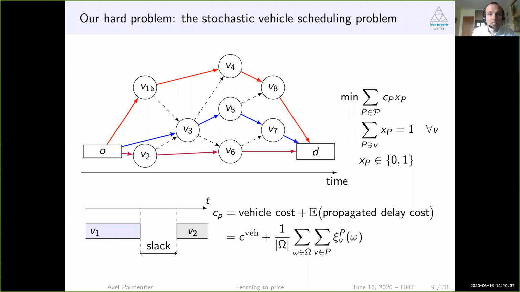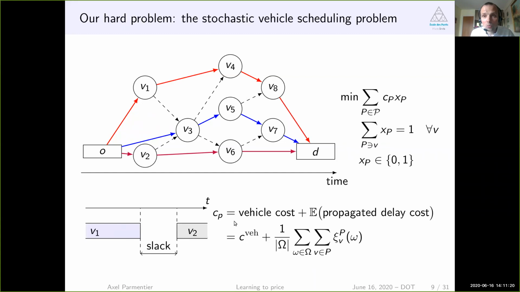Here the tasks are flights, and what you build are the sequences of flights that are operated by an airplane. And what typically happens with this kind of problem is that if the flight V1 is delayed, then the red plane will arrive late at the beginning of flight V4, and the delay of V1 will propagate to V4. Practically, we have some slack between the two flights, and if the delay of V1 is bigger than the slack, then the delay will propagate.